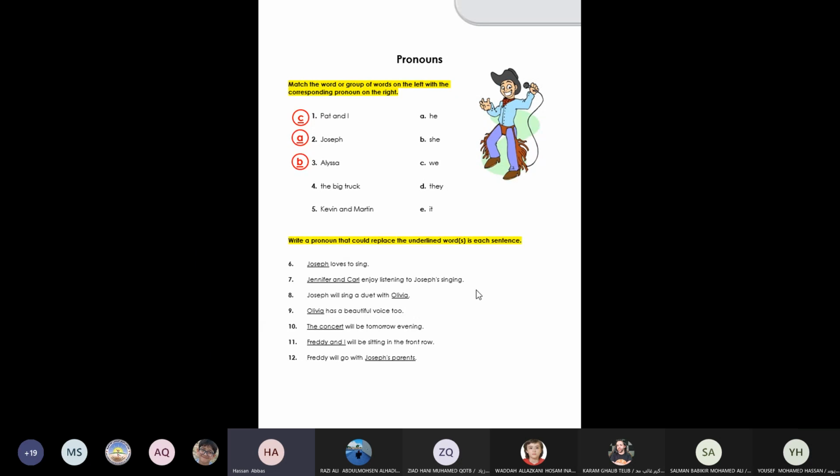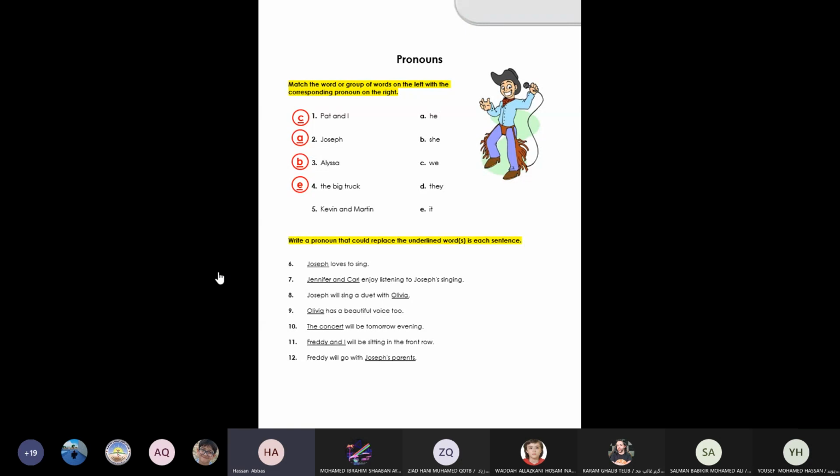Muhammad Ibrahim. 4. Okay, number 4. The big truck. It is it because it is a thing. Okay, very good. It's a non-living thing and we don't know its gender, so we call it it.